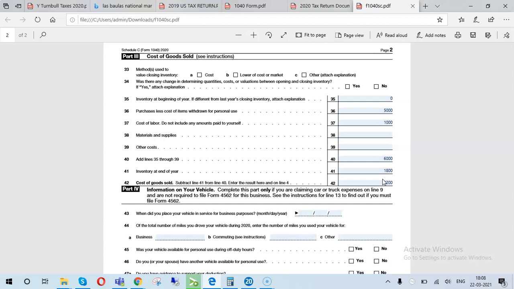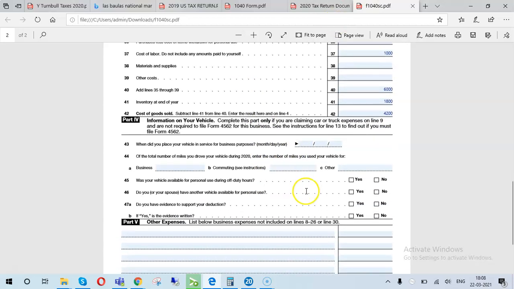Now we are going to talk about Part 4, information on your vehicle. Make sure you provide all the detailed information of the vehicle. Now coming to line 43, when did you place your vehicle in service for the business? It means when did you start using your vehicle for business purposes. You have to put the date over here.